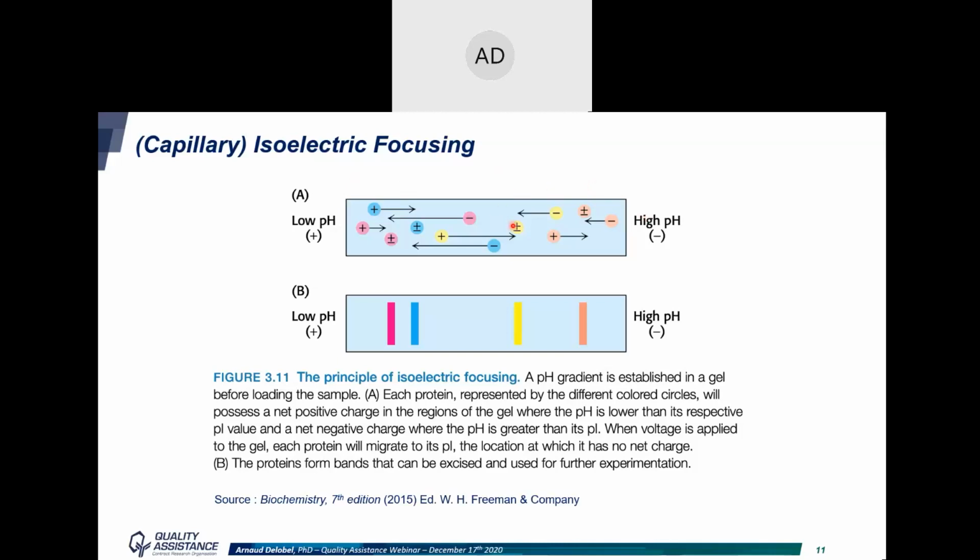When you load your sample, depending on the charge of the protein at the pH on the gel, it can be either positively or negatively charged, and you will apply a voltage. Proteins that are positively charged will move towards the negative electrode, and the opposite for the proteins that are negatively charged. And when they reach the zone for which the pH is equal to their isoelectric point, they are no longer charged. The net charge is zero, and then they will stop and they will be focused. That is the main workflow that is used for isoelectric focusing.